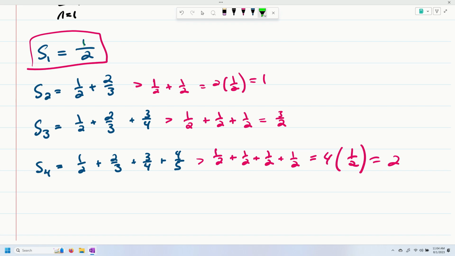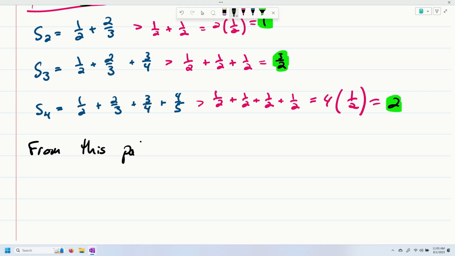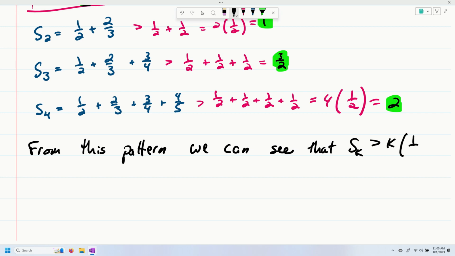And what we can see here is when we add up these terms, they are just progressively getting larger and larger and larger. 1 half, 1, 3 halves, 2. So, from this pattern, we can see that the partial sums S sub k are always going to be greater than k times 1 half for every integer k.